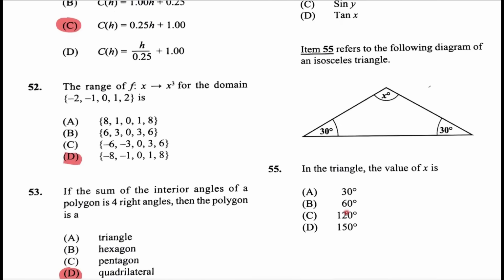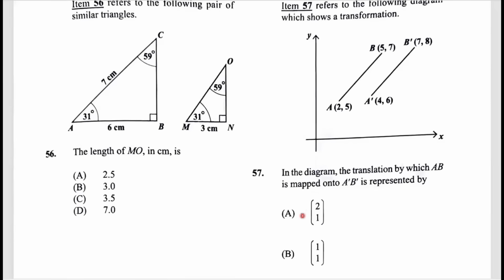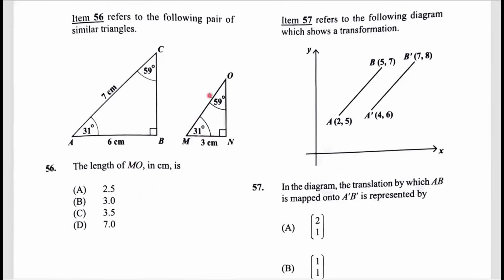55. Value of x, it's isosceles. 30 add 30 is 60. 60 from 180 is 120. I think people could understand that one. 56. Length of MO. 3 is half of 6, so MO will be half of 7, which is what? 3.5. That's C.